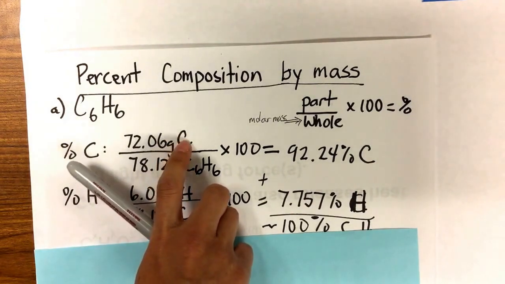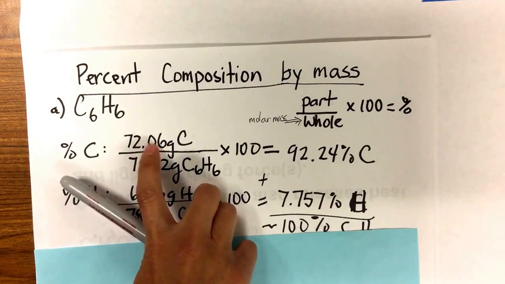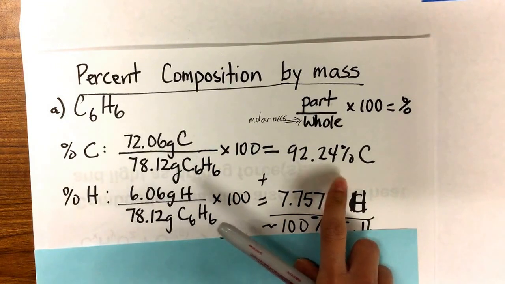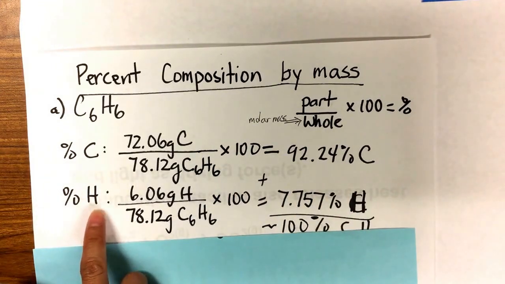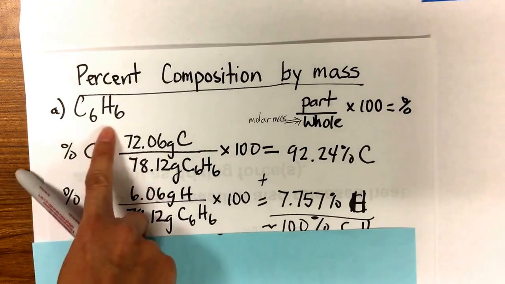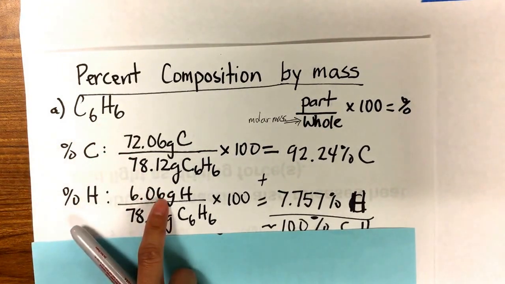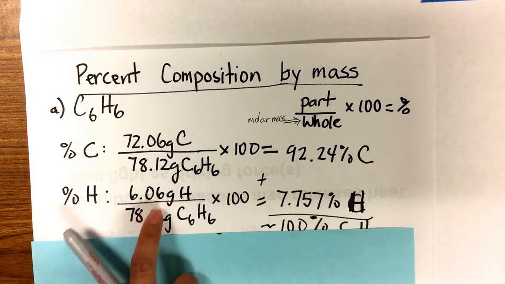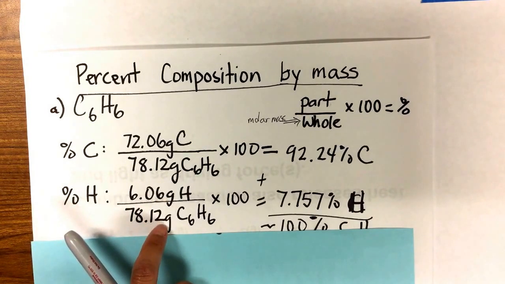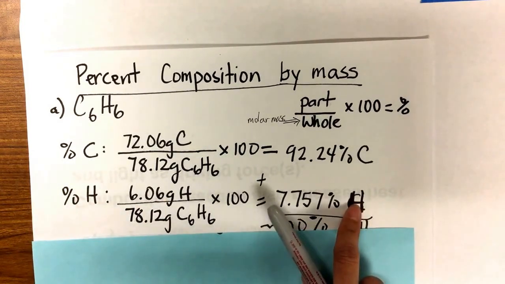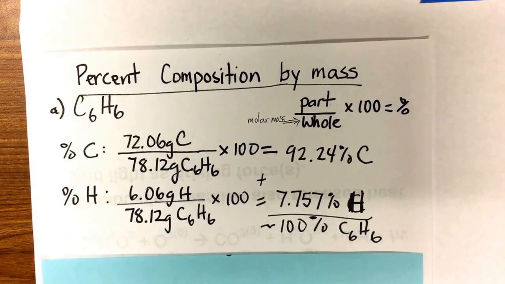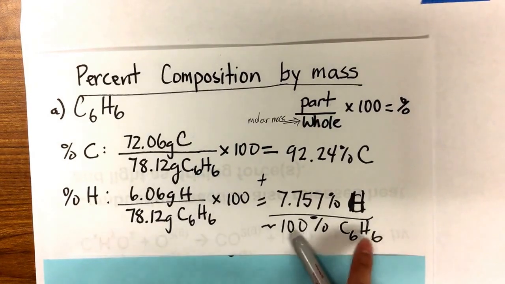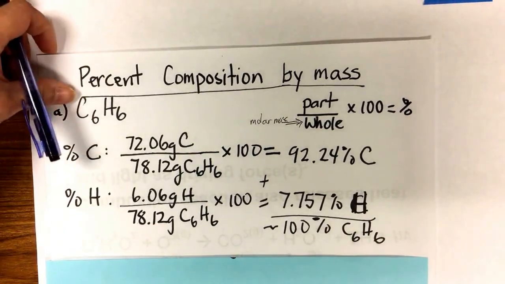Again, this is because there are 6 carbons. That's why this mass is 6 times 12.01. And then you times it by 100 to get the percentage of carbon. Likewise, you would do the same thing for hydrogen, where you find how many moles of hydrogen. There's 6 of them. Each hydrogen is 1.01 grams. So you multiply the 6 times the 1.01, and that will give you 6.06, divided by the whole, and that will give you the percent of hydrogen. Now, notice when you add up these 2 percentages, the carbon and the hydrogen, they should add up to the whole, which is 100% of this whole compound. So that's percent by mass.